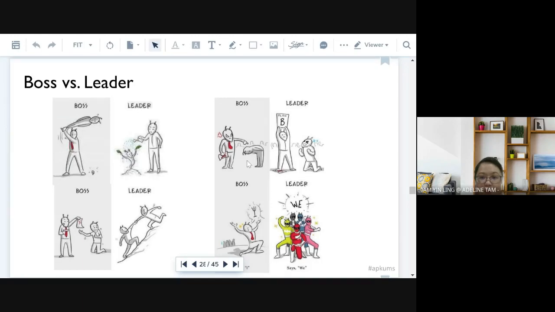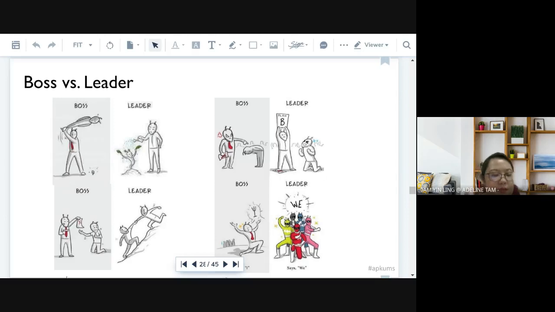Instead, a boss will say, that is your fault, you did something wrong, you made a mistake, so that's why we are not working. But a leader will say, yes, there might be something wrong, then we start to do plan B and we will work together. So they will encourage the workers to work together.